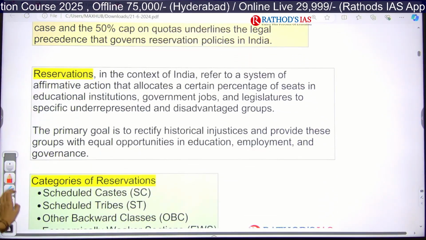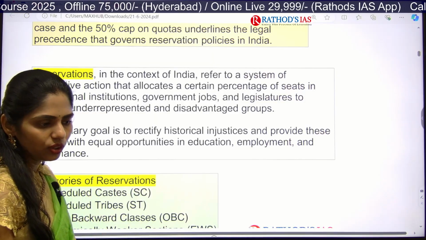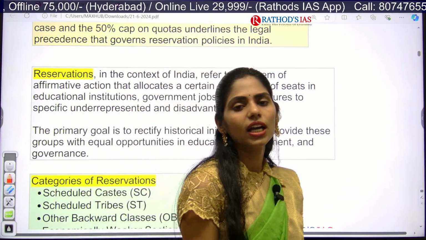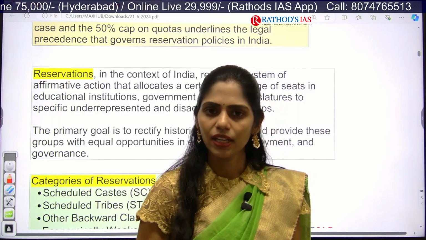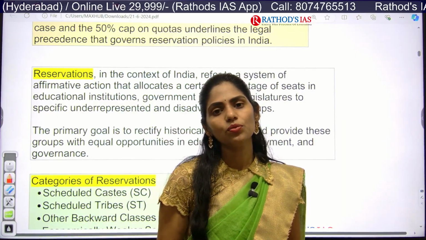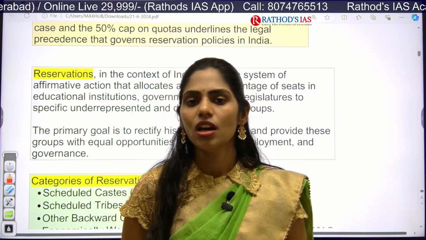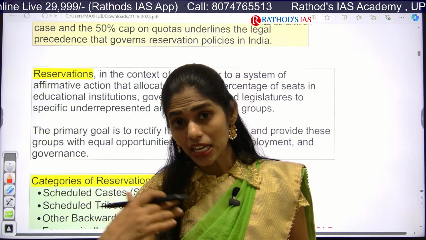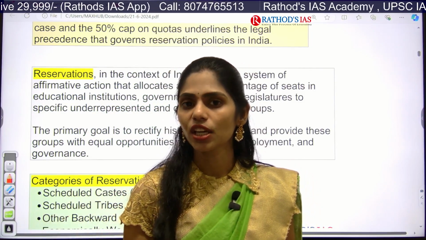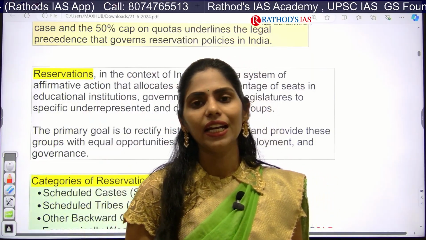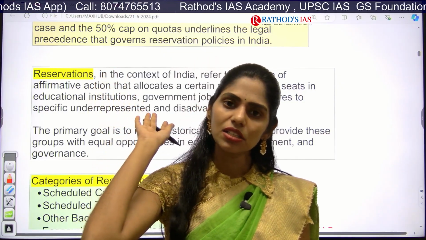Reservation is nothing but, yes, we know that the caste system evolved in India during the Vedic period, early Vedic and later Vedic period. At that time we had the Chaturvarna system. In this Chaturvarna system, which are the castes? We have Brahmins, Kshatriyas, Vaishyas and Sudras. And SC and ST, that is scheduled caste and scheduled tribe people, were outside of this Varna system, right? And they had been discriminated against since history.